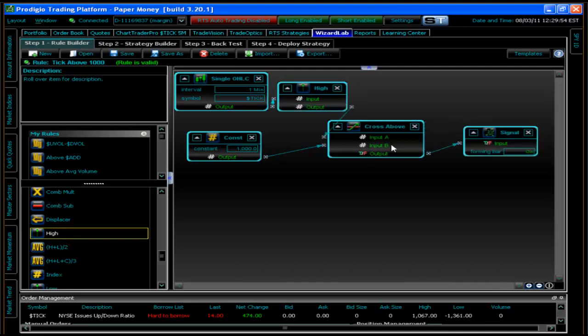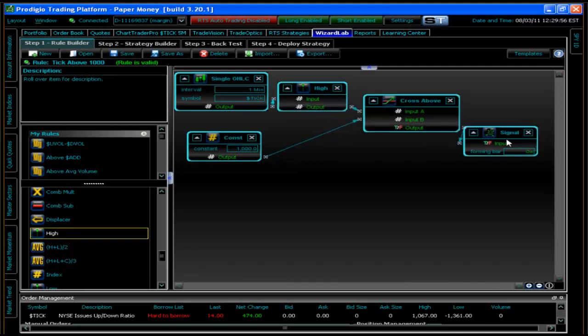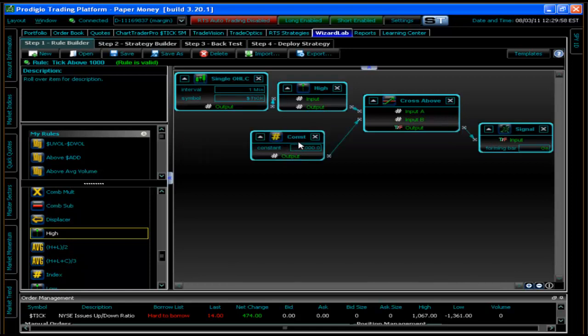Right, so what I've done here is I've changed the rule and I've reorganized it a little bit. I changed the rule to say, tell me when the forming high price crosses above the constant of 1,000. And I'm going to save this. Now I also want a rule that tells me when it crosses below negative 1,000.